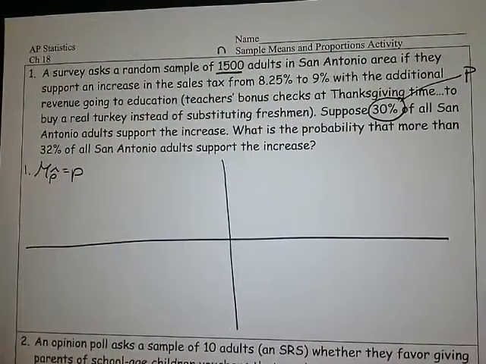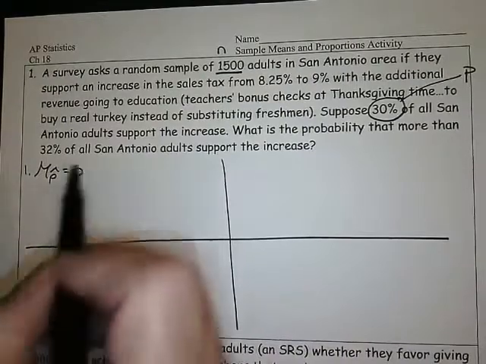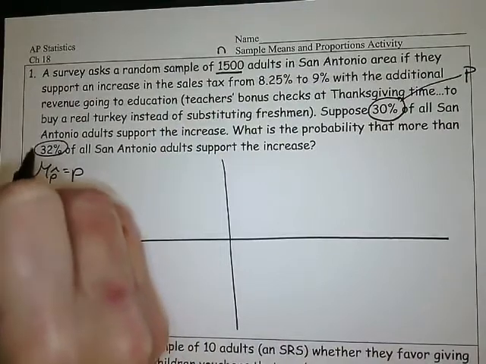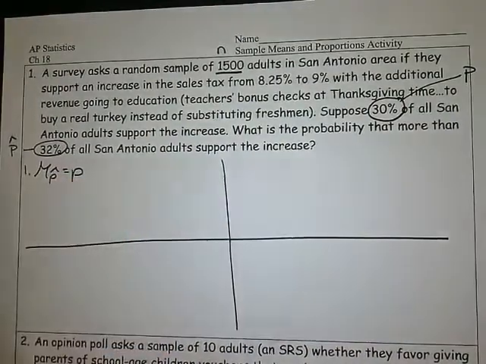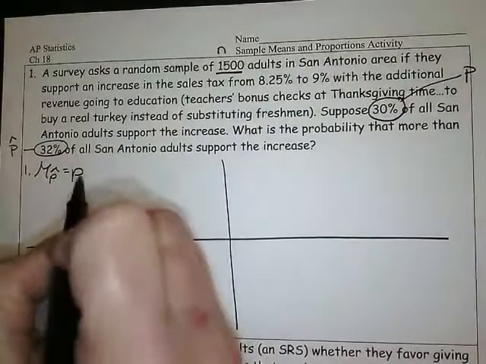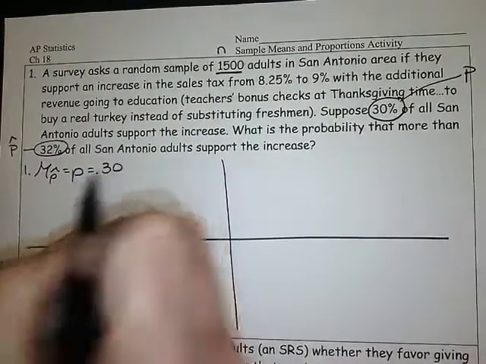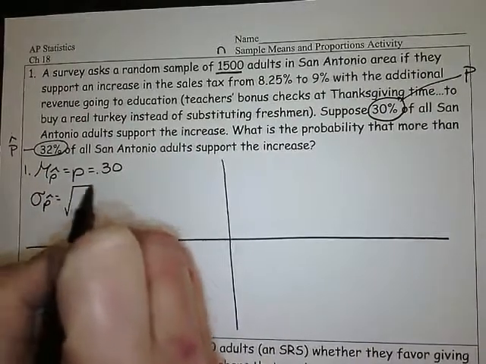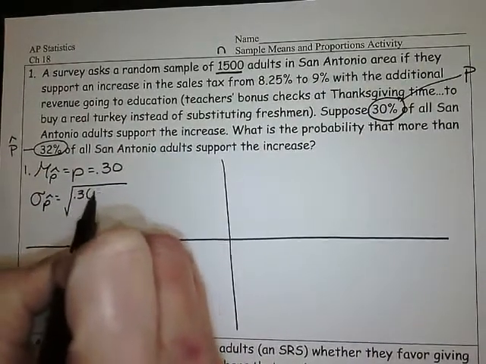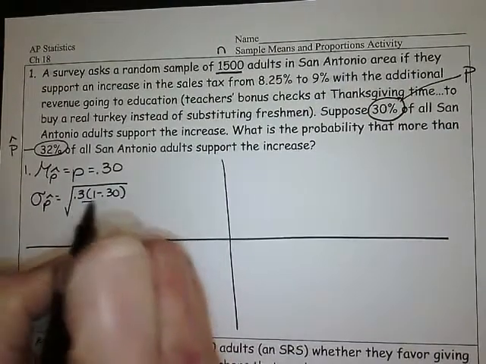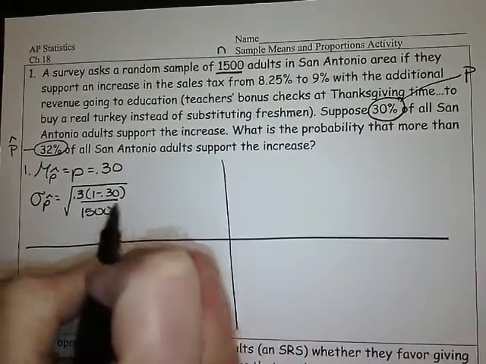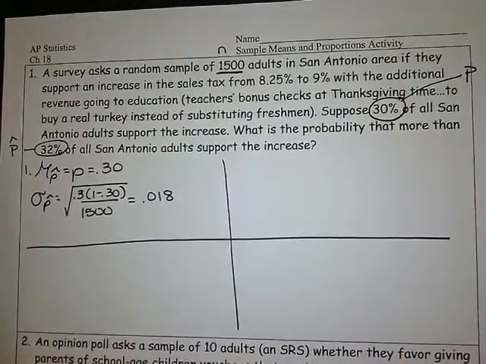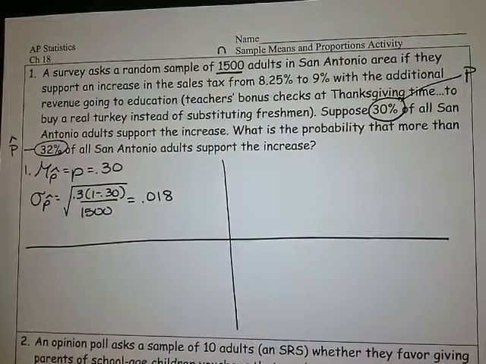And then the probability that more than 32% of all San Antonio adults support the increase, this right here is going to be our p hat from the sample. So the mean is going to be 30%. Then our standard deviation of p hat is going to be the big square root of 0.3 times 1 minus 0.3, all over 1,500. Put it in the calculator, and 0.018. So that's our mean, and that is our standard deviation.